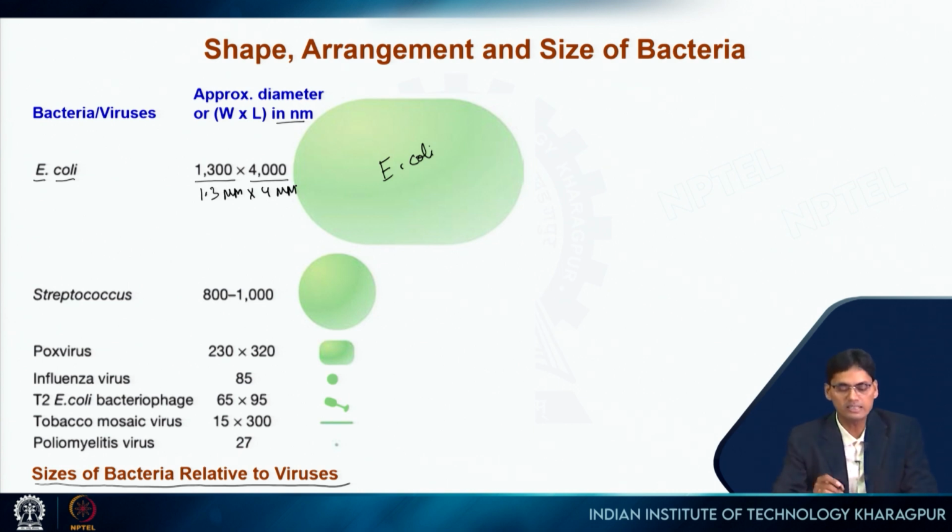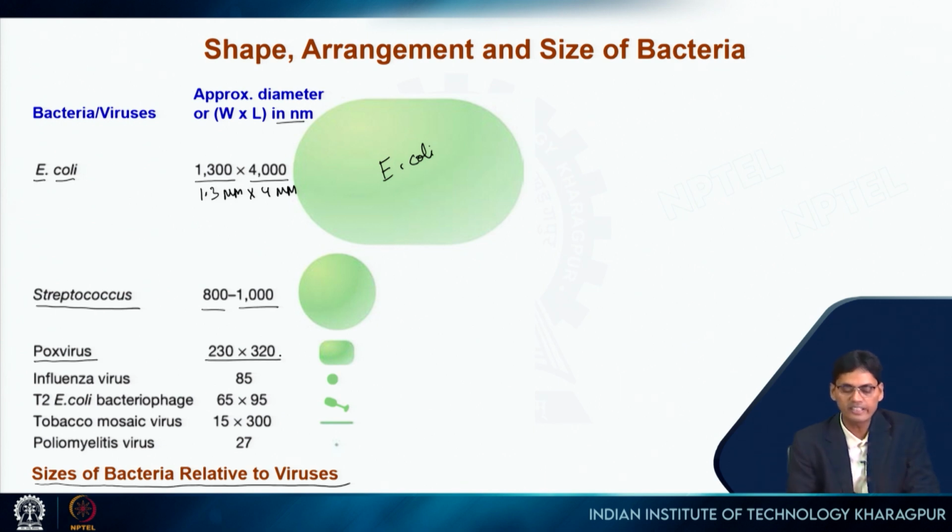And whatever dimension we have mentioned here, it is either diameter or width by length, because in some cases if the bacteria is not long enough, it's more or less spherical, then we mention it in terms of diameter. As you can see, Streptococcus is an almost spherical bacteria. So here the diameter is 800 to 1000 nanometer. And now if we compare that bacteria with some viruses, for example pox virus, it's roughly bigger in size compared to other viruses, as you can see here.